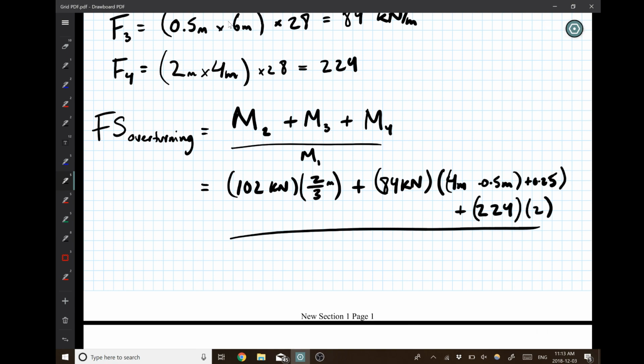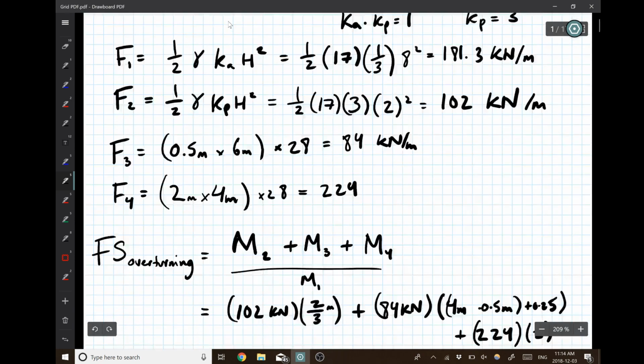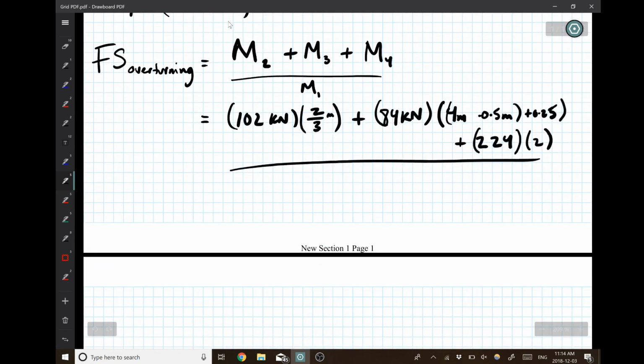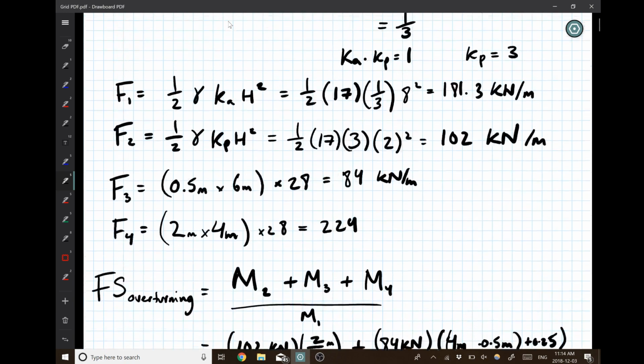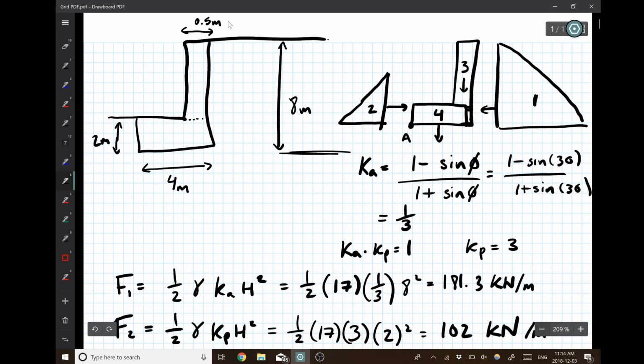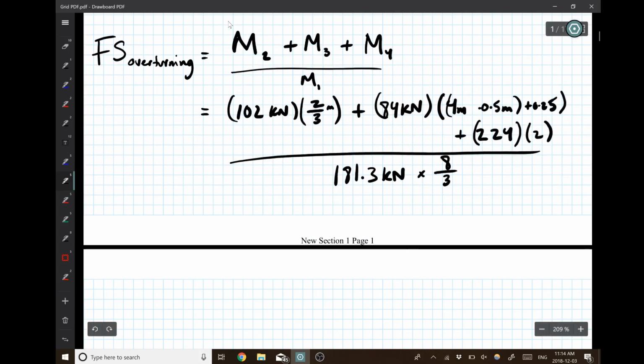So now our counterclockwise moment is generated from our force 1, which we calculated as 181.3 kilonewtons, and then we multiply that by 1/3 of the height from the base of the triangle. So the base of the triangle is here, the height is 8 meters, so it's a third acting, so 8 over 3. Which gives us a factor of safety of 1.72.